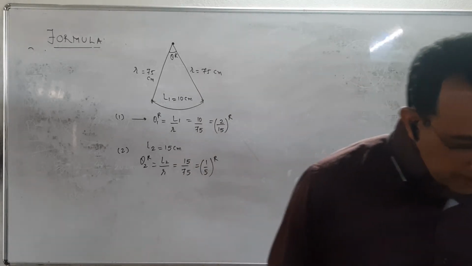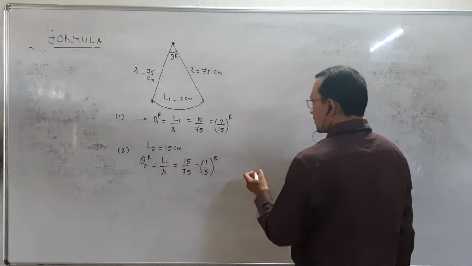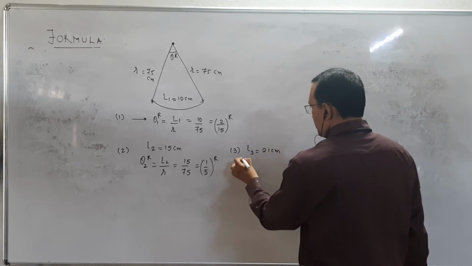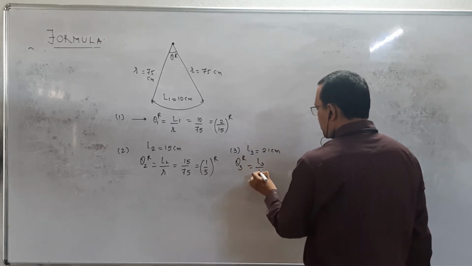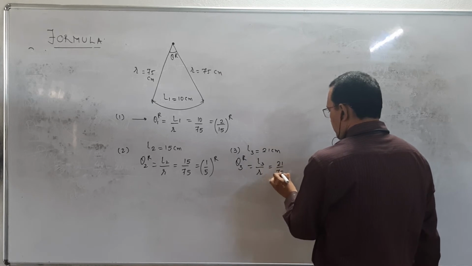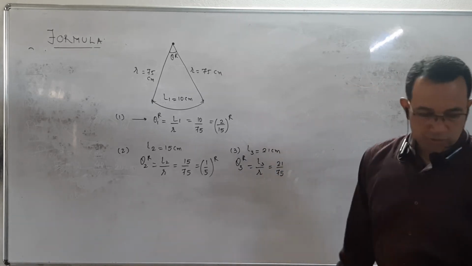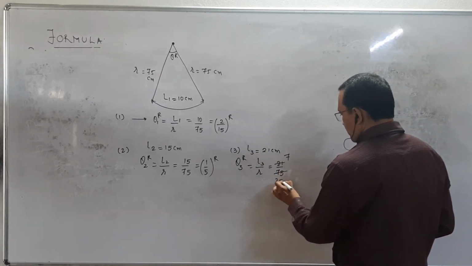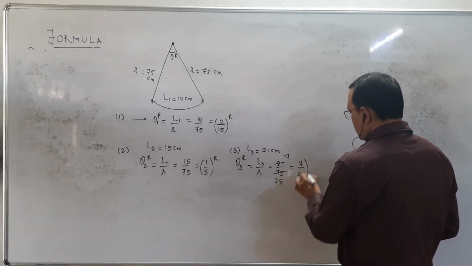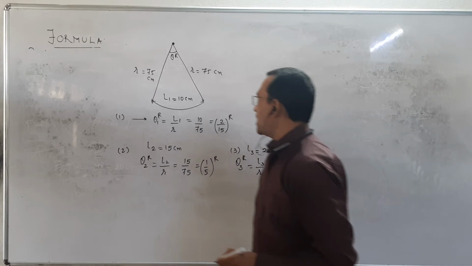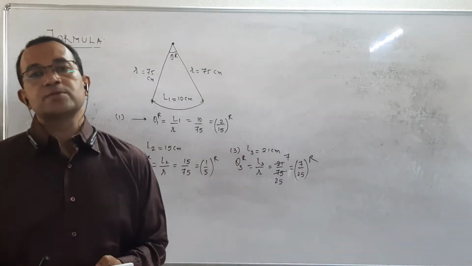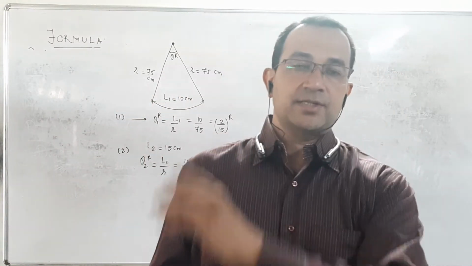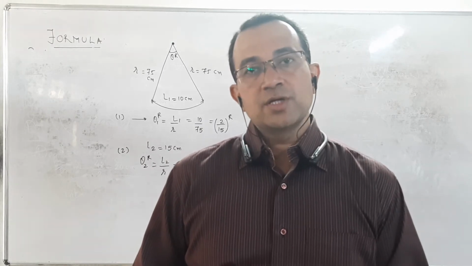And third, L3 is 21 centimeter. So correspondingly theta 3 will be L3 upon R, 21 upon 75. Students, we can cancel this by 3. So 3 sevens are 21 and 3 twenty-fives are 75. So the answer is 7 by 25. Yes, this is to be kept in radian only, students. So no need to simplify further, and no need to write the answer in decimal. This is our final answer. Clear students?